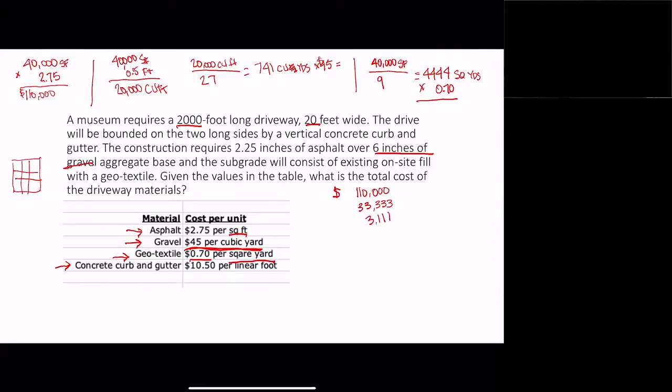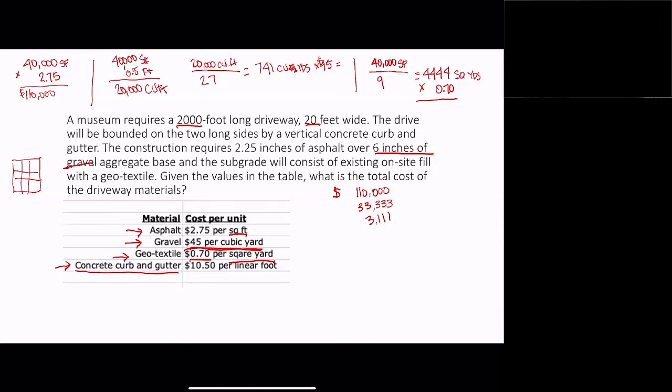All right. Finally, we have our concrete curb and gutter, and each one of these units is understandable. Asphalt is per square foot. That seems reasonable. Gravel is per cubic yard because they don't know how deep you're going with the gravel. Geotextiles is per square yard. Again, we do that with fabrics, square yards. And the concrete curb and gutter is going to be per linear foot because obviously it's going to go on the perimeter of the 2 long sides.